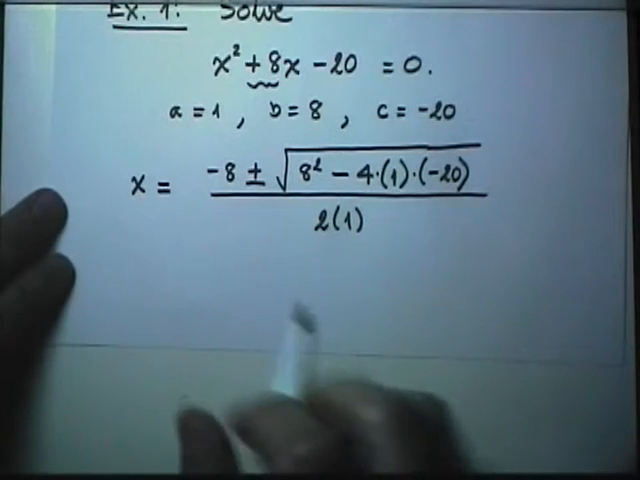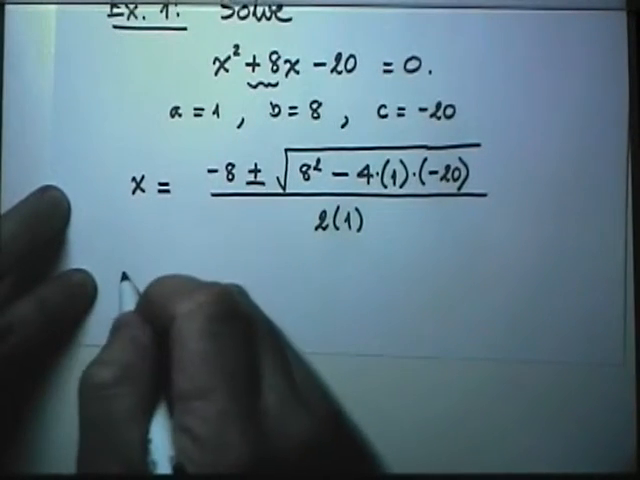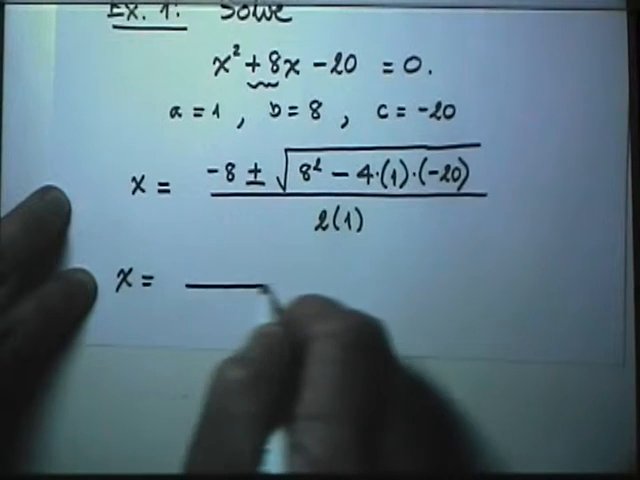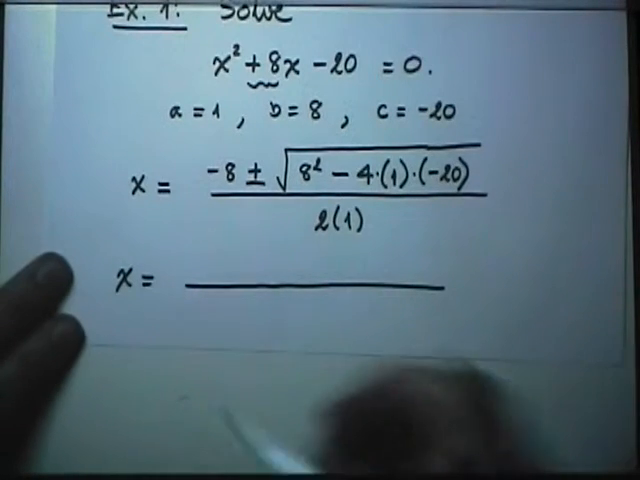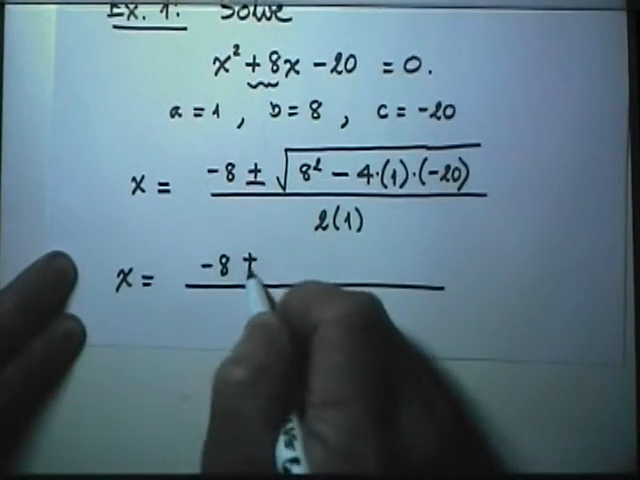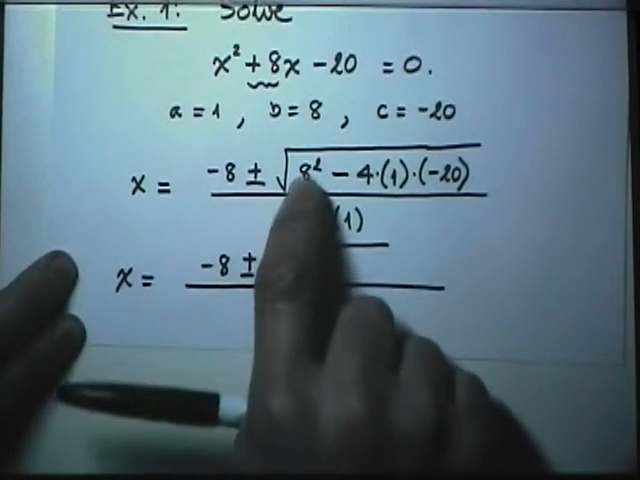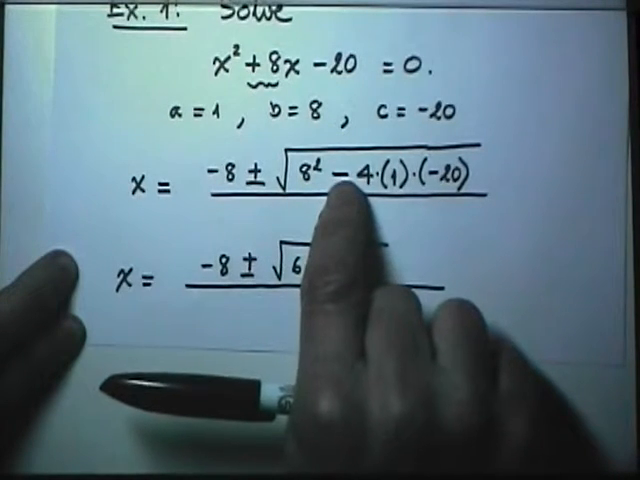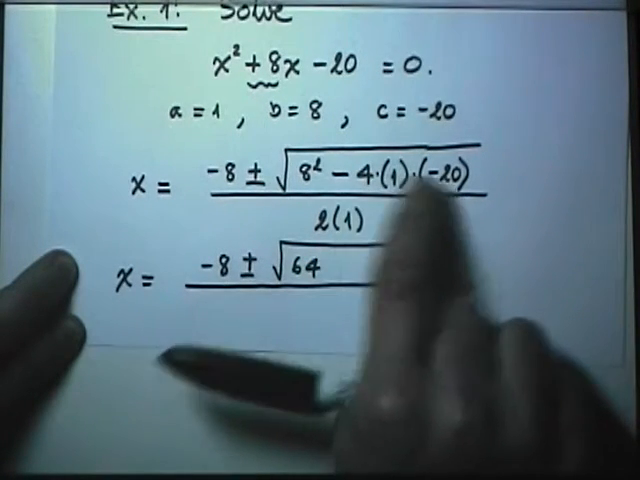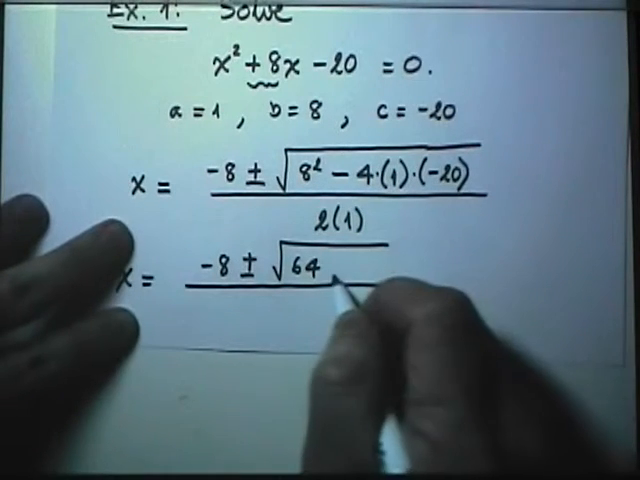So what am I going to do next? Just compute the value. It's just that easy. So x equals, and at this point we have to follow the order of operations, right? We're in intermediate algebra right now, so I expect that you know all this. So minus 8 plus or minus the square root. Underneath the square root, 8 squared is 64, right? Now minus 4 times minus 20 times 1 is a positive 80, am I right?